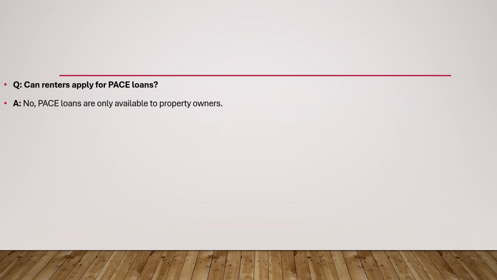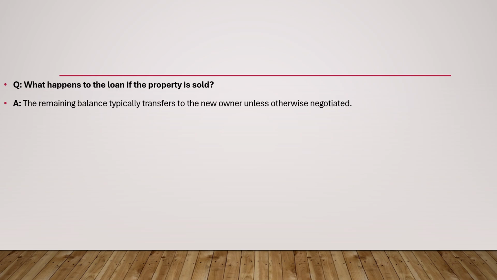Can renters apply for PACE loans? No, PACE loans are only available to property owners. How are PACE loans repaid? Through an assessment added to the property owner's annual property tax bill. Does a PACE loan remain tied to the property or the owner? It remains tied to the property. What happens to the loan if the property is sold? The remaining balance typically transfers to the new owner unless otherwise negotiated.